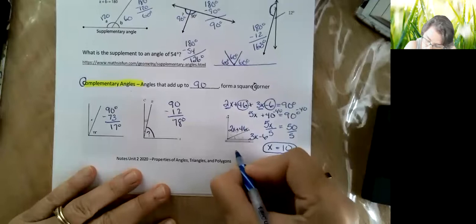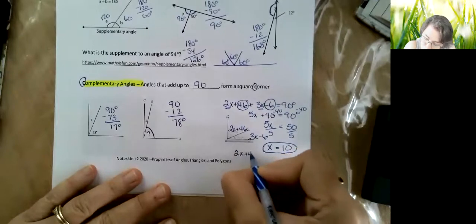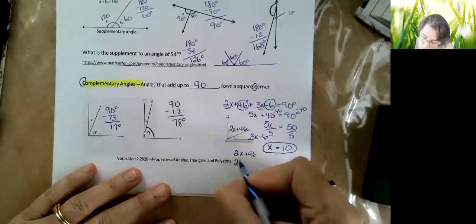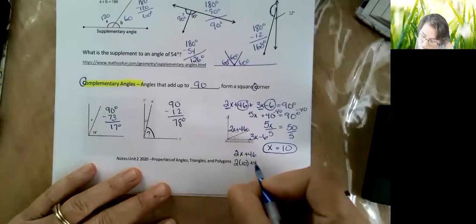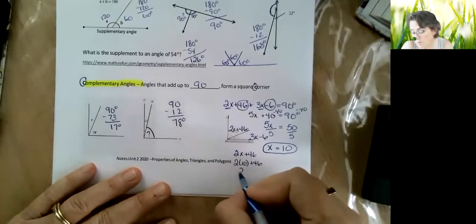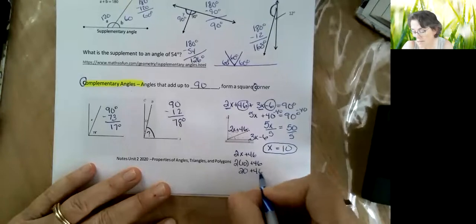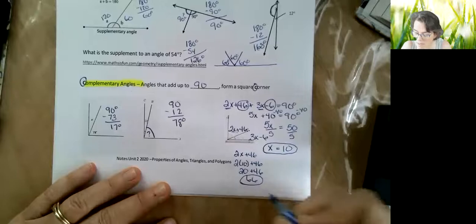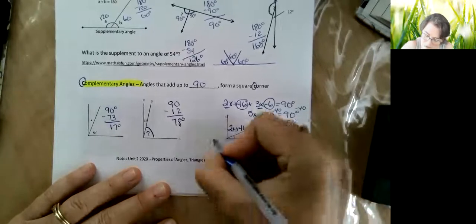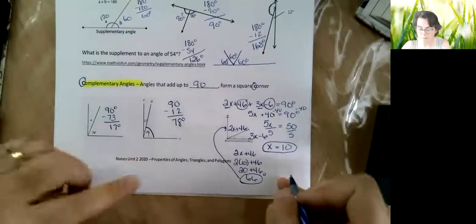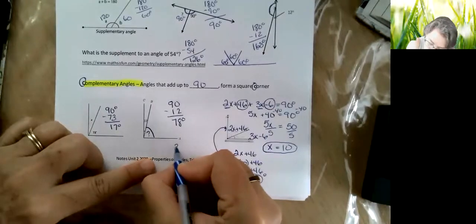Because we know that top angle, I got it from here, I think I do, is 2x plus 46. Well, x is 10, so that's going to give me 2 times 10 plus 46. 2 times 10 is about 20 plus 46. So 20 and 46 is 66. So that's my one angle. And I'm going to draw an arrow there.